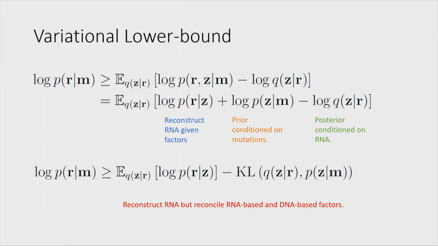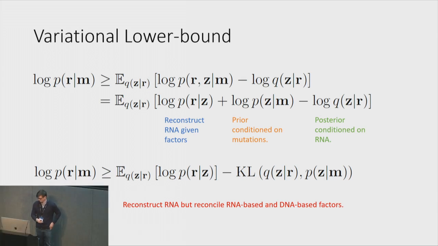And then there are very few equations. This is just the variational lower bound, just putting into equations the intuition that we have, that we want to learn a latent representation Z that has good reconstruction. But at the same time, we want the distributions conditioned on whether you have your mutations or whether you have your RNA to be the same. So that minimizes this distance here.